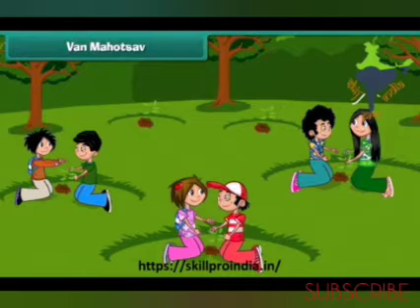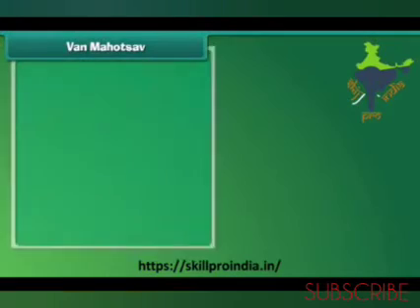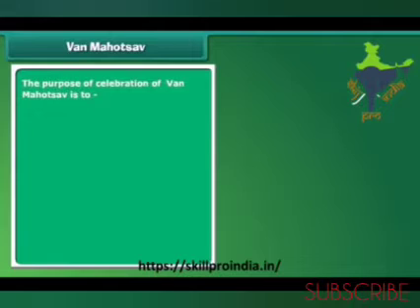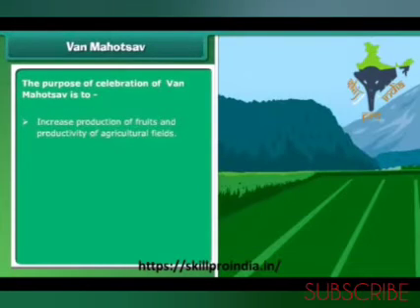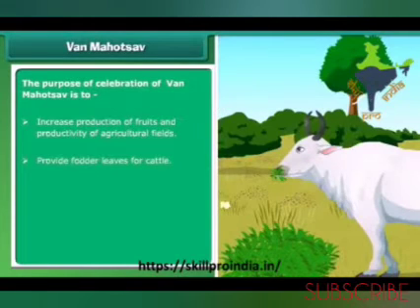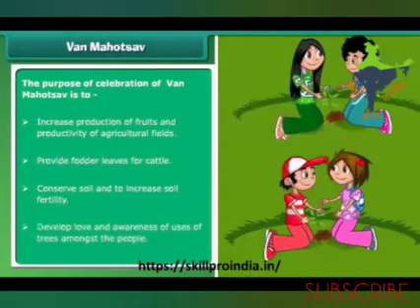Friends, now let's know about Van Mahotsav. Van Mahotsav is a tree planting festival celebrated in the month of July every year. We celebrate Van Mahotsav to increase production of fruits and productivity of agricultural fields, provide fodder leaves for cattle, conserve soil, and to increase the fertility of the soil, generate love and awareness of uses of trees among the people.